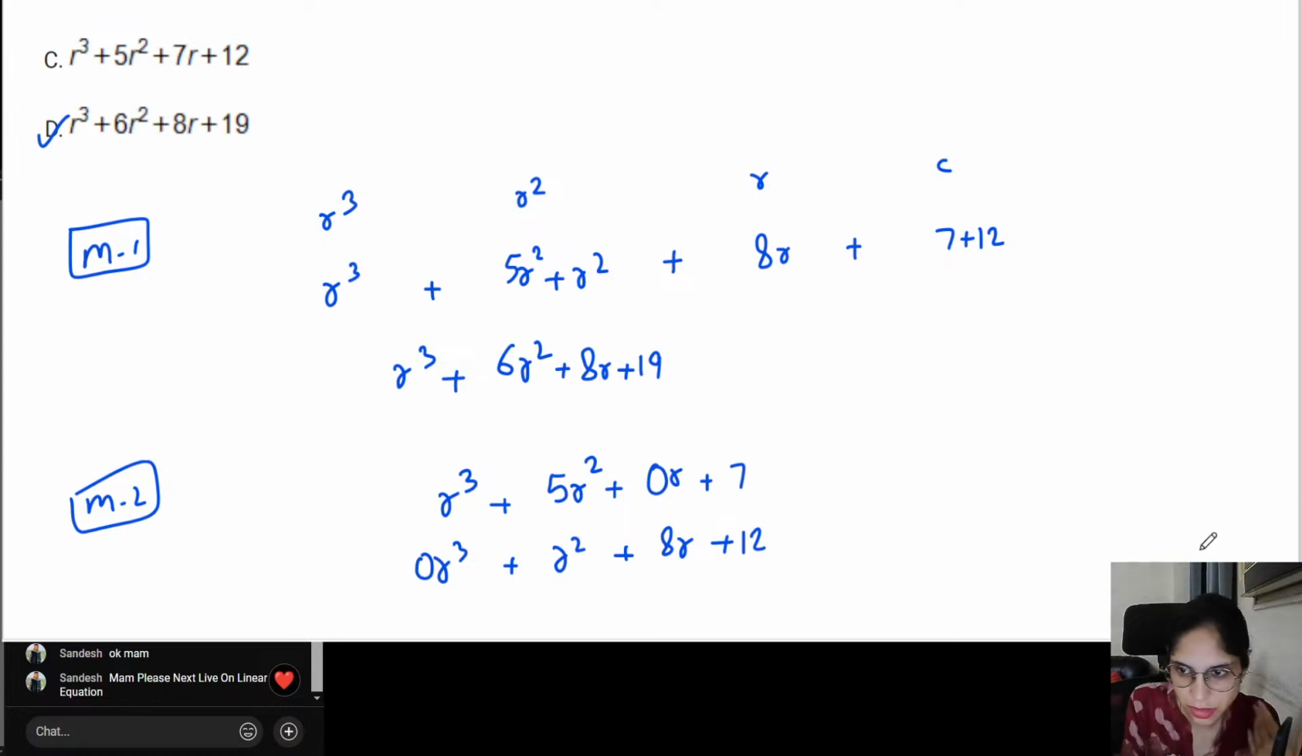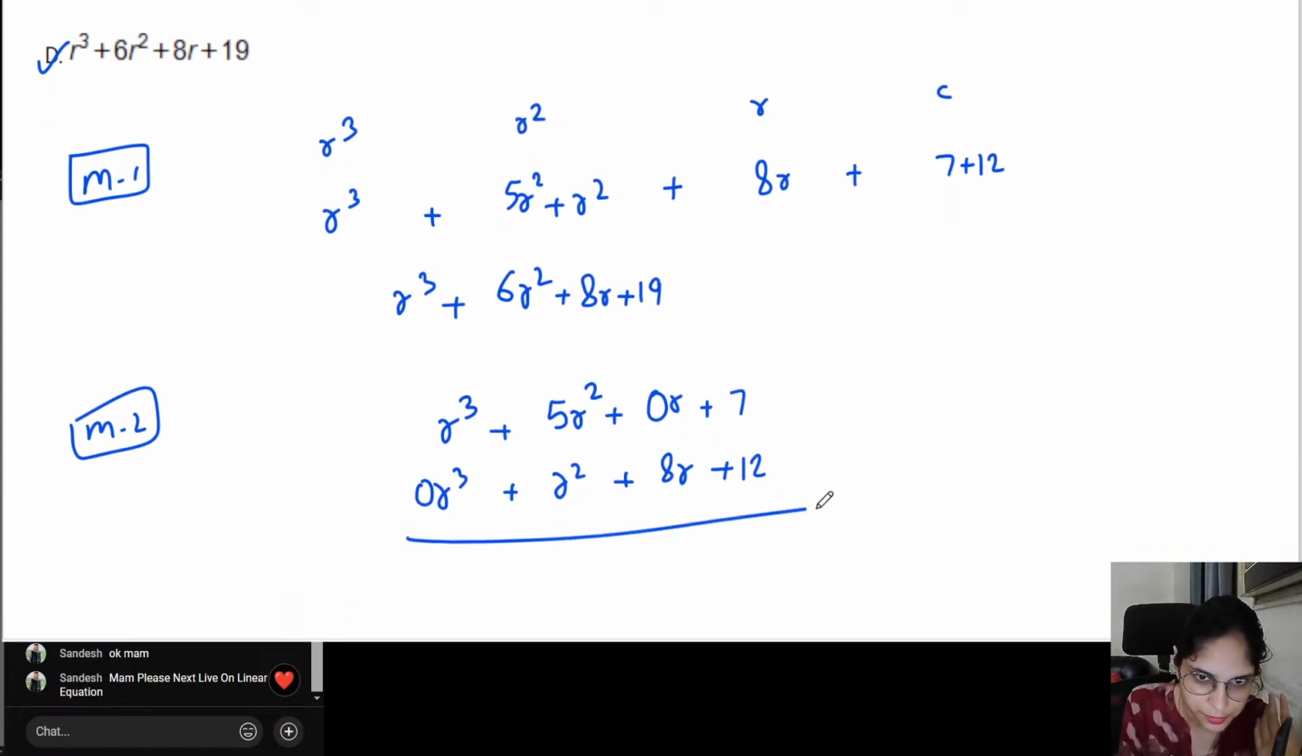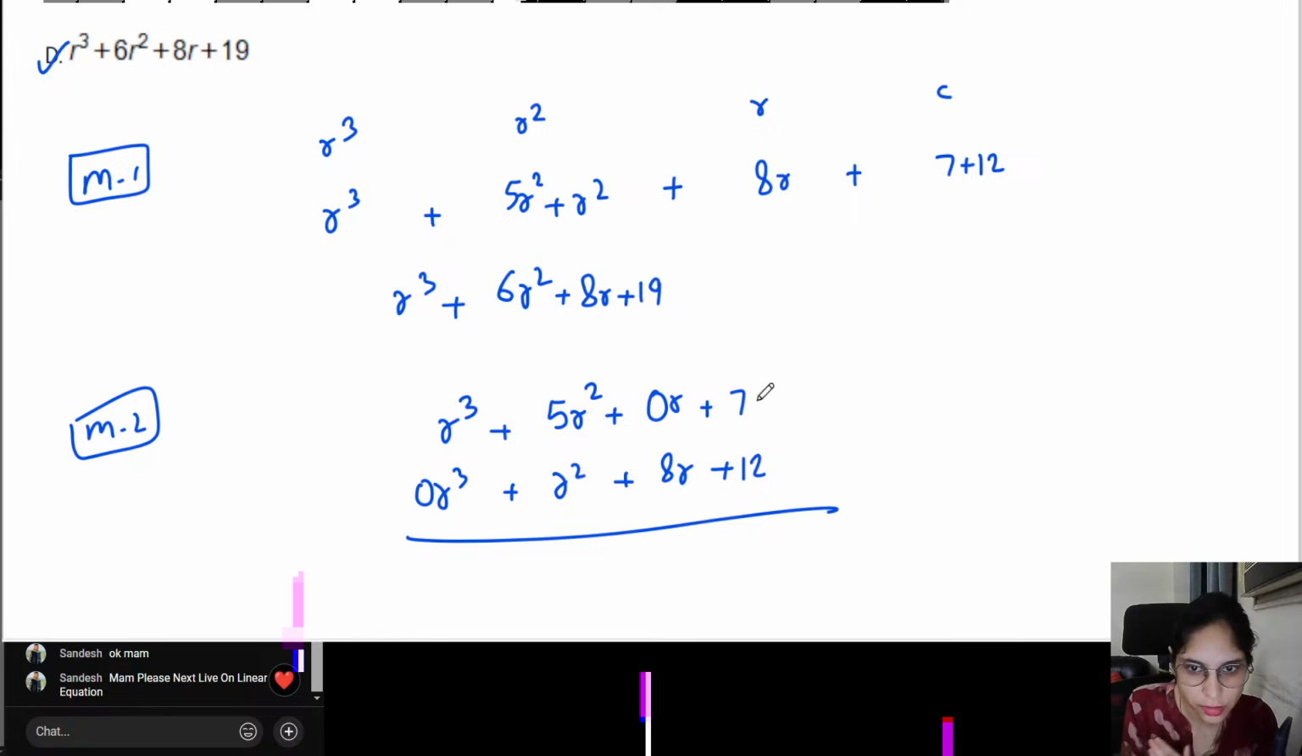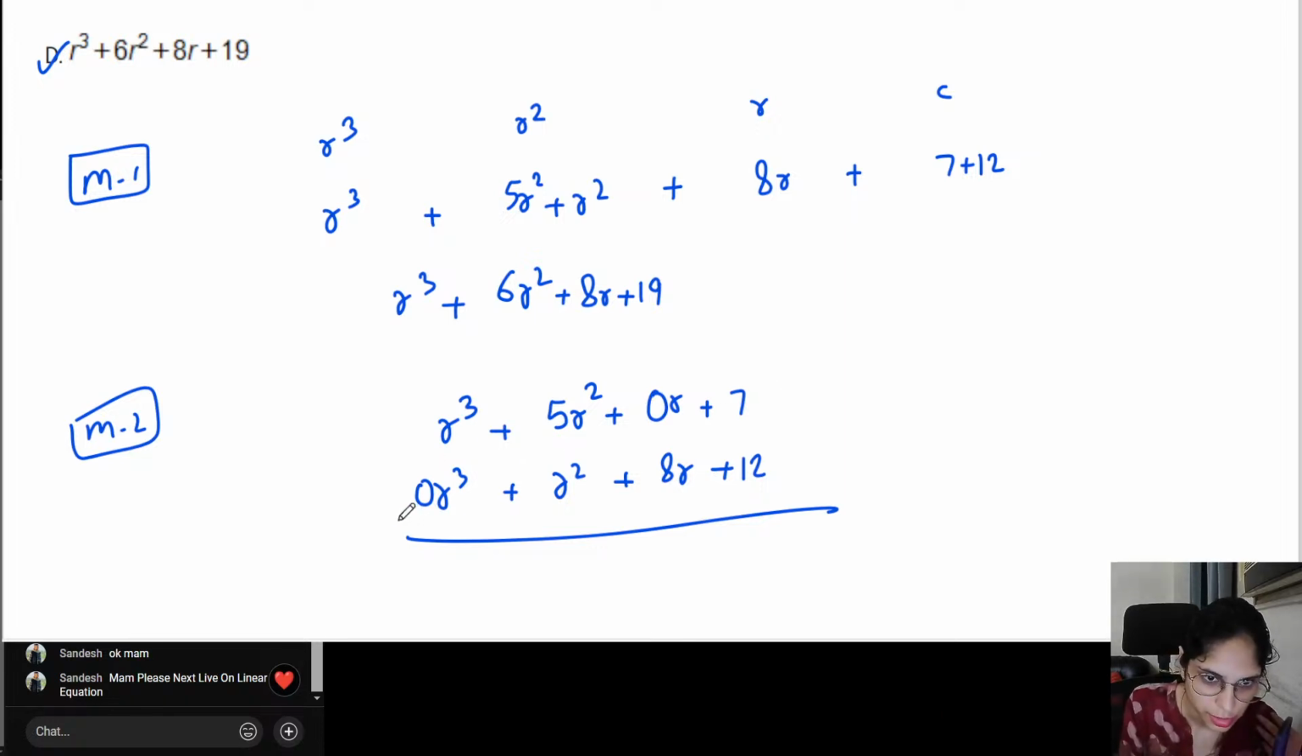I prefer the first method. If you want, you can do the second method as well. You have to write all the powers of r starting from the greatest one. So cube, squared. If nothing is there, you just write 0r like that. And you're adding: 1 plus 0 is just r cubed, 5 plus 1 is 6, 0 plus 8 is again 8, 7 plus 12 is 19. Both methods are fine. I prefer the first method.